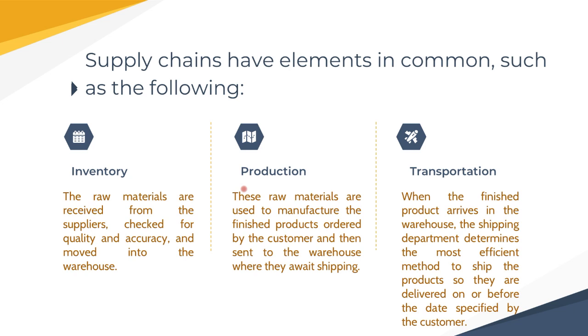So, these raw materials are used to manufacture the finished products ordered by the customer and then sent to the warehouse where they await shipping. So, sa production, dito natin makikita na itong mga raw materials na to, ginawa siya or minanufacture. Okay? Minanufacture siya para maging finished product. And then, at the same time, kapag tapos na siyang gawin, kailangan na siyang ilagay sa warehouse. So, from the warehouse, dito na papasok yung tinatawag natin na shipping.